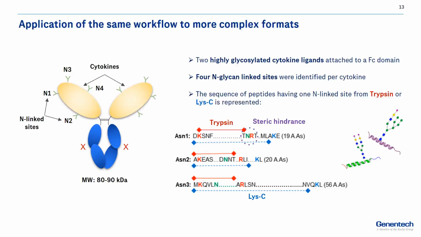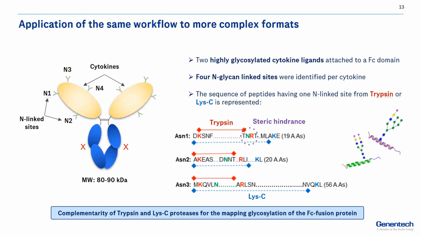All the data we have seen until now were obtained on a standard IgG1, but this workflow can also be applied to more complex formats. Here, for example, we have an Fc fusion protein with 4 N-glycan linked sites per cytokine. On the right, we can see these sites in a little more detail. We are also showing why it's important to use two enzymes, Lys-C and trypsin. Indeed, asparagine 1 site is close to the tryptic cleavage site. To avoid loss of information caused by steric hindrance due to N-glycosylation, multi-enzymatic digestion was performed.